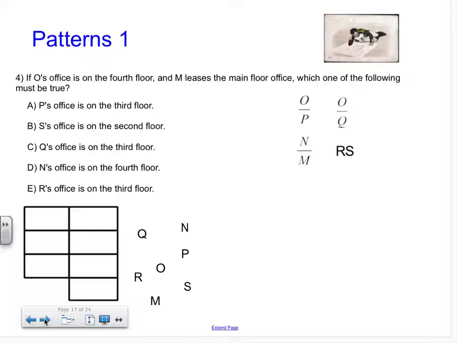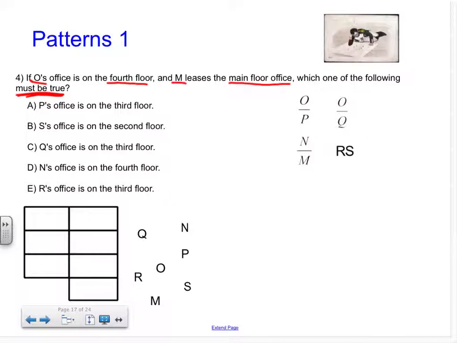Number 4 reads as follows. If O's office is on the 4th floor and M leases the main floor office, which one of the following must be true? Alright, so let's highlight the key points. O's office is on the 4th floor and M is on the main floor. Which of the following must be true? Always highlight must be true, because this is going to tell you, does it have to be true, or to be aware of other options that can possibly break the condition of the question.